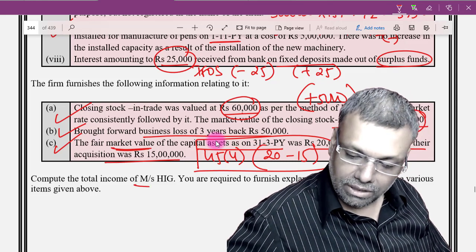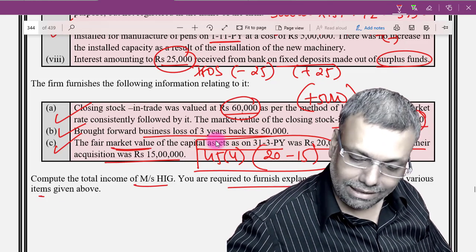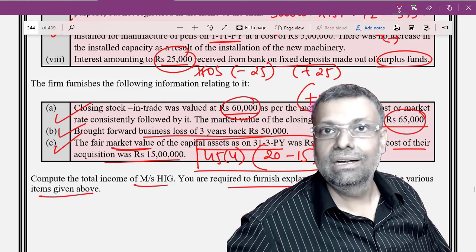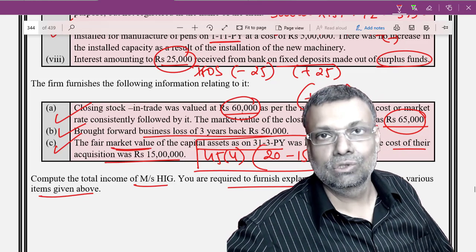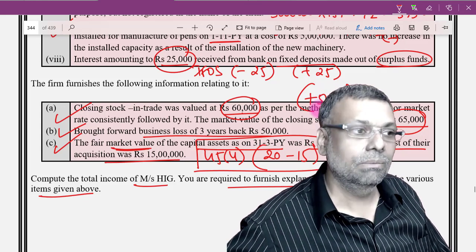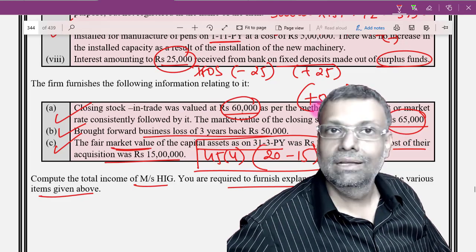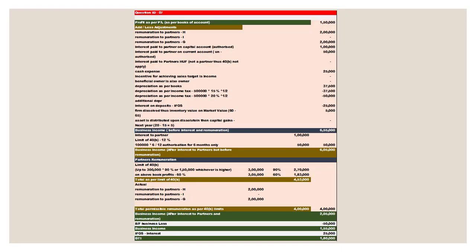Okay. Compute the income of the HUF required. That's all. So having done that interest adjustment also, all the adjustment completed. Now just apply the monetary limit of section 40B and just finish off the calculation aspect of this particular answer.